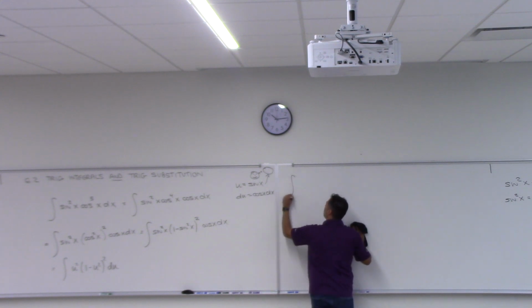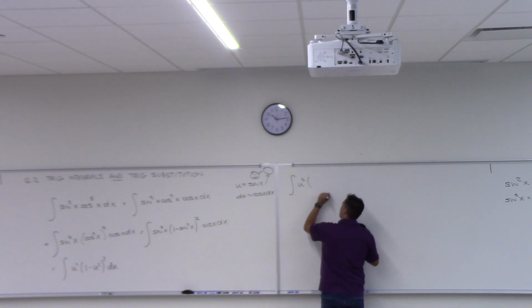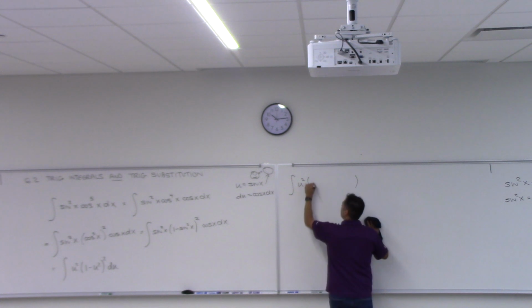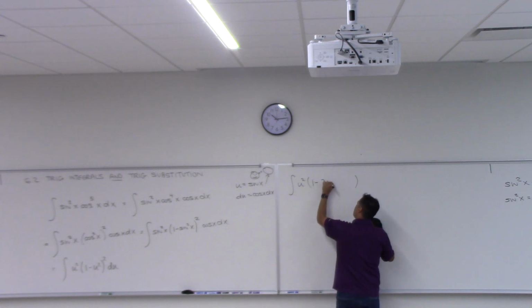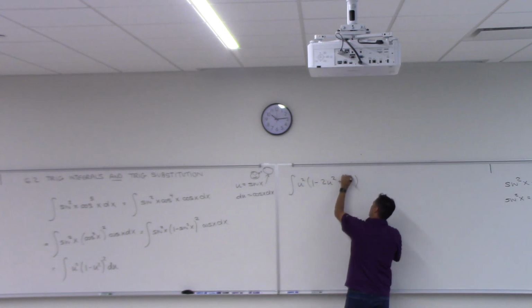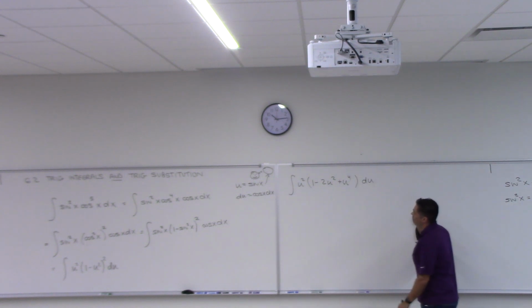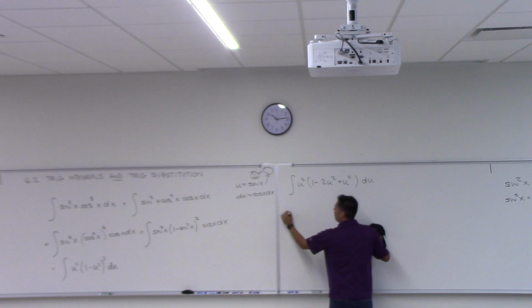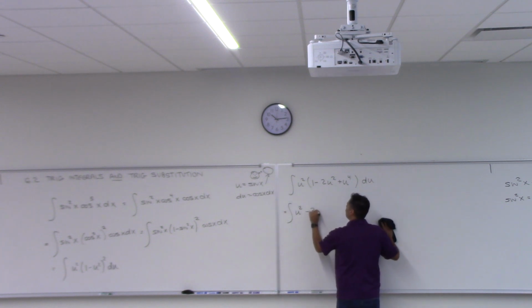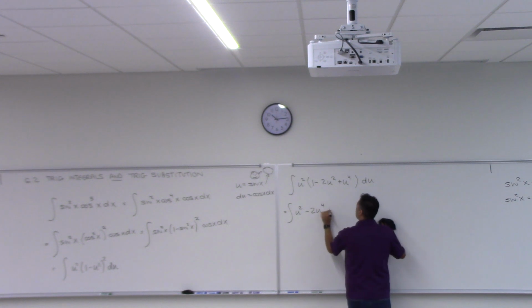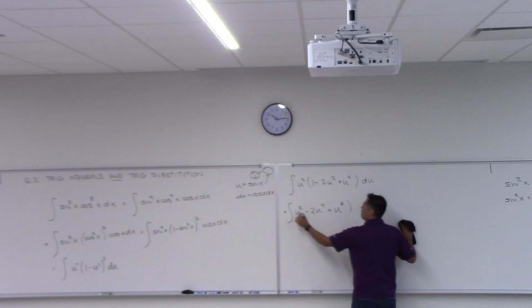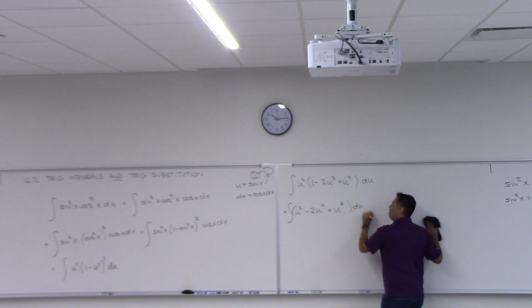Okay, so I've got the integral of u squared, and I'm going to do the squaring of that in my head. So 1 minus 2u squared plus u to the fourth. That's the same thing we did earlier, isn't it? Yep. du. And then distribute the u squared through. u squared minus 2u to the fourth plus u to the sixth, du.